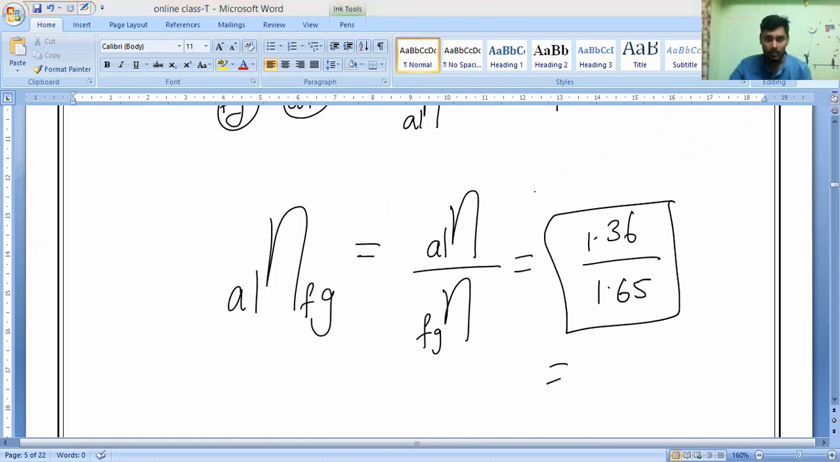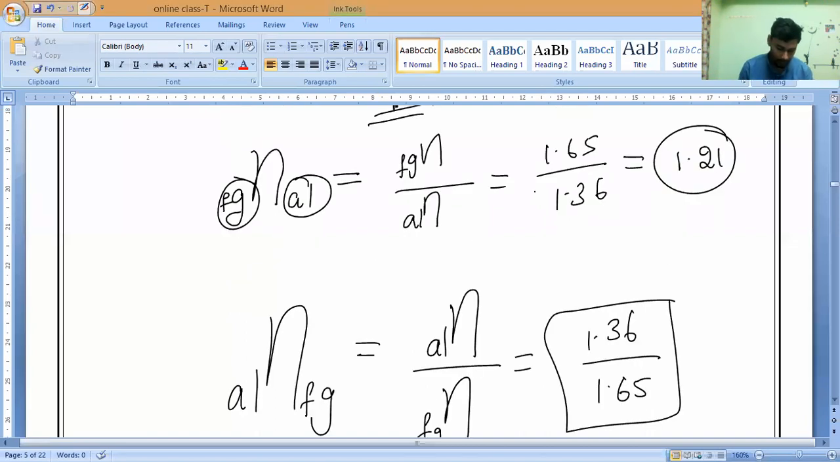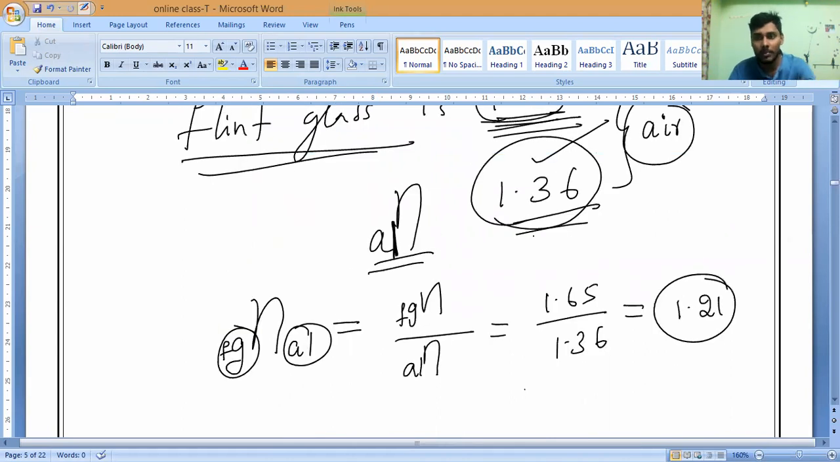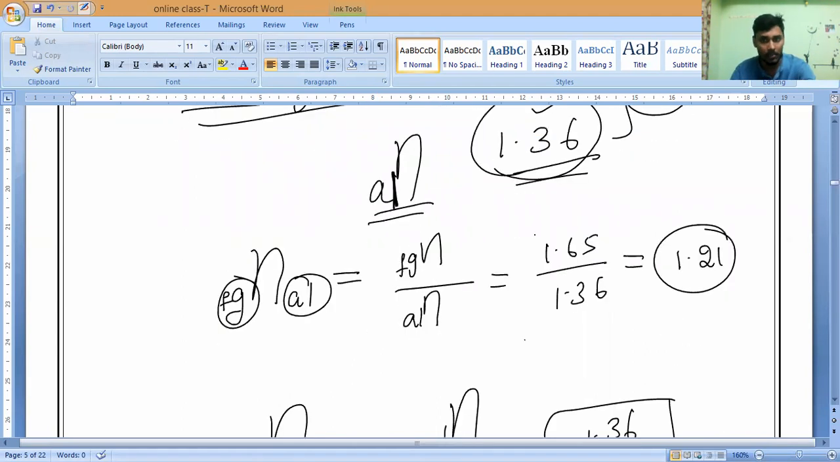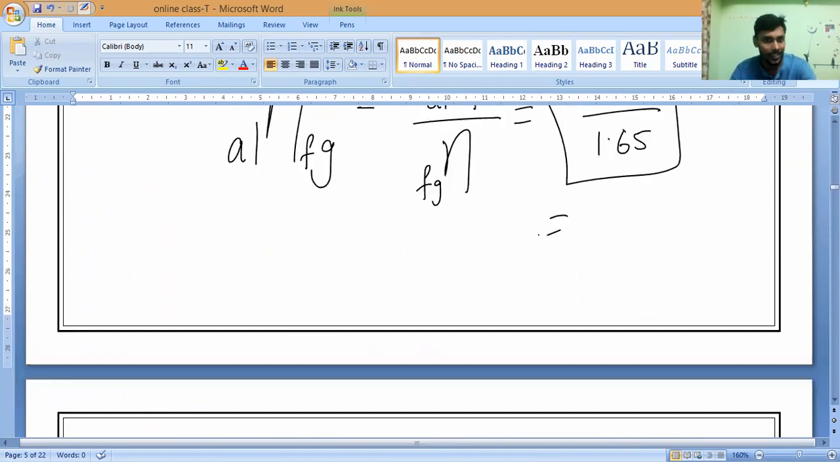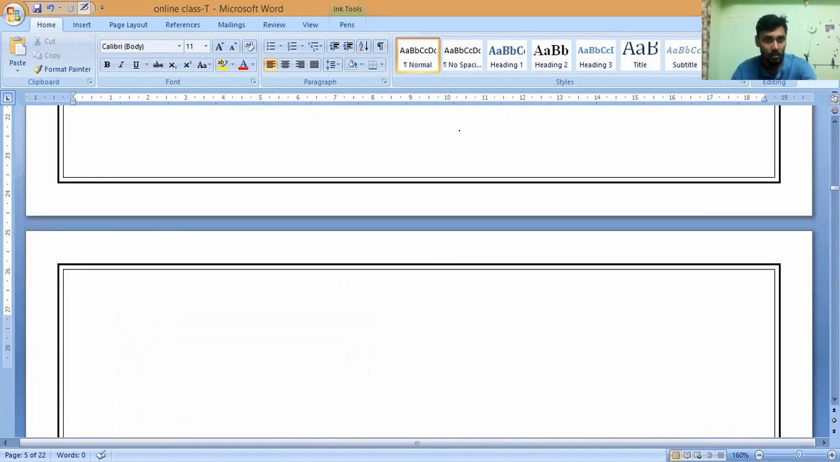Sir, one doubt. Yes, please. We got the answer as 1.21, right? Can't we directly take the reciprocal to find the other one? Here two different mediums are given, so we cannot do the reciprocal. The reciprocal is possible only when a particular medium pair is given already. Do you understand? For example, can I say the question? Who asked this question?